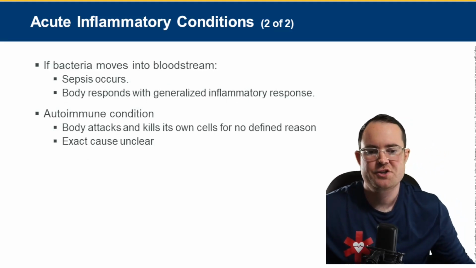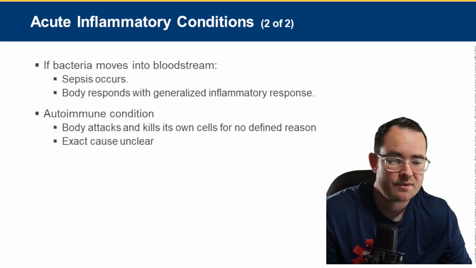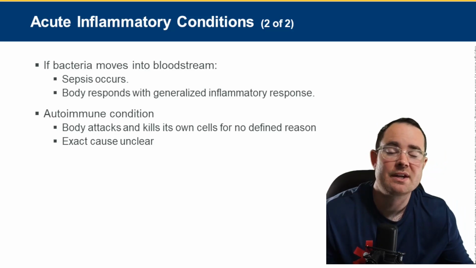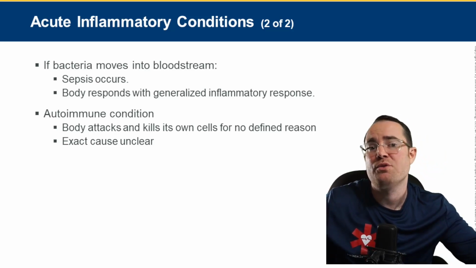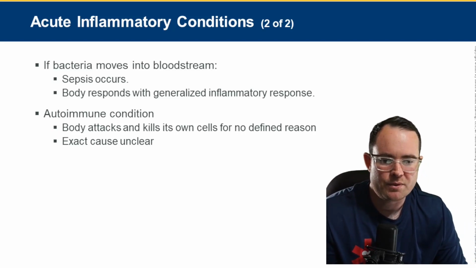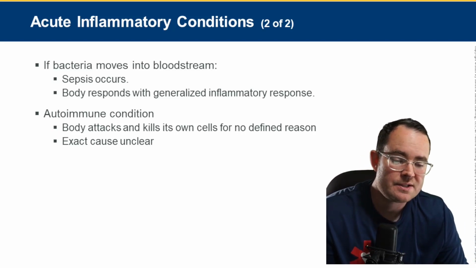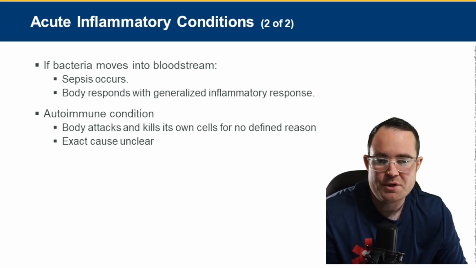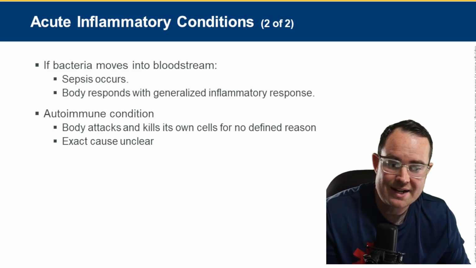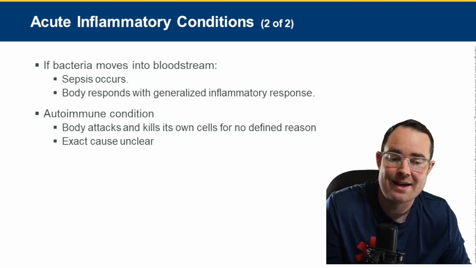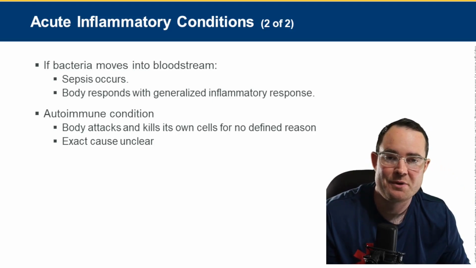Bacteria moves into the bloodstream, and that's what causes sepsis. Understand sepsis is a systemic infection. So there's an infection going throughout the bloodstream, and the body will respond with a generalized inflammatory response. An autoimmune condition, please know what this means. Autoimmune disease means the body is attacking or killing its own cells for no defined reason.